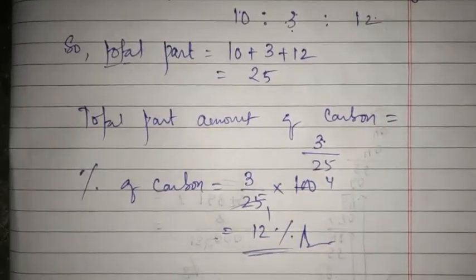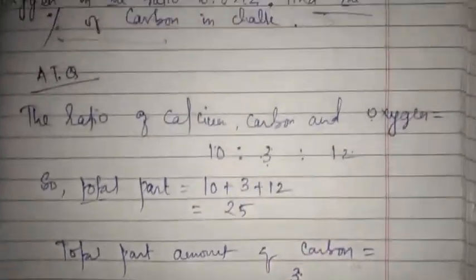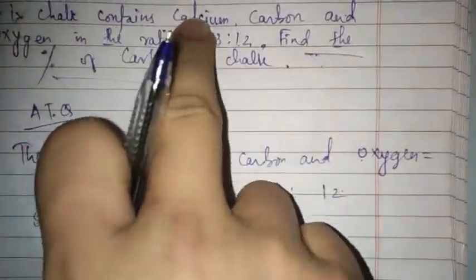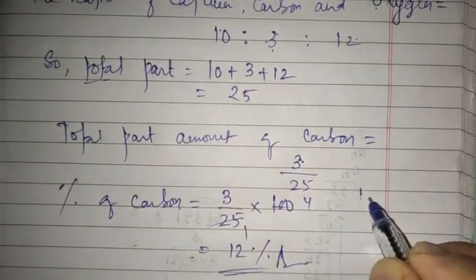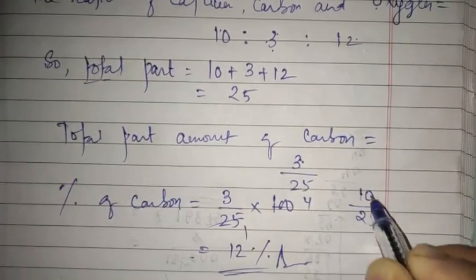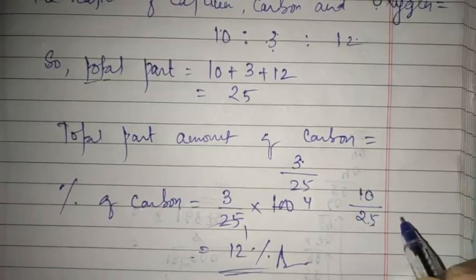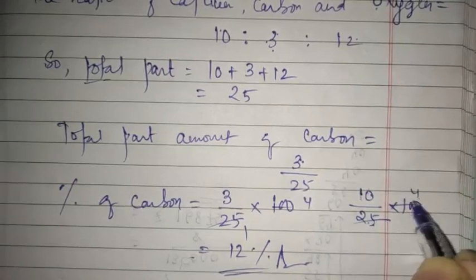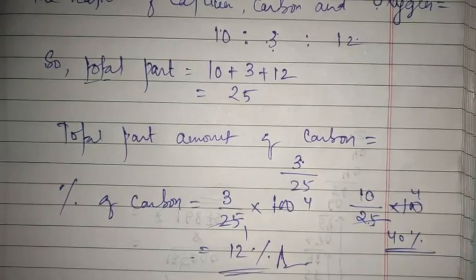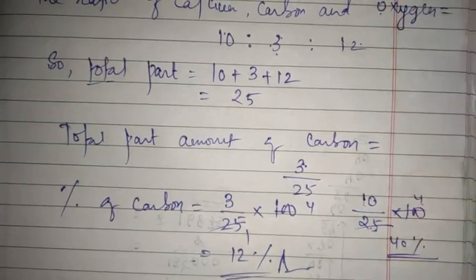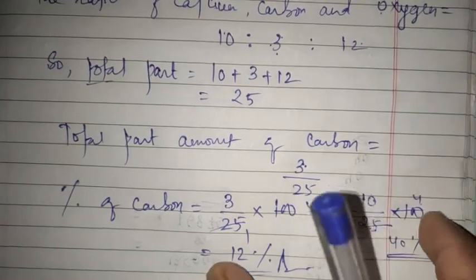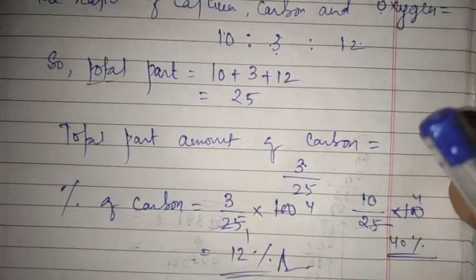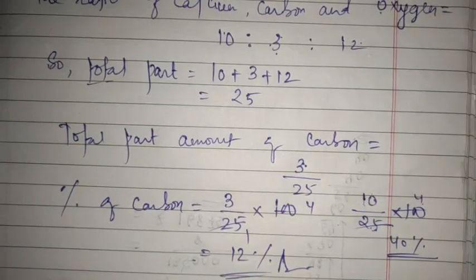Simple, right? If suppose there was a question to find the percentage of calcium, then what would you have done? Percentage of calcium is 10 by 25, out of 25, 10 parts is calcium, into 100. 25 fours are 100, 4 tens are 40%, that would be calcium. Similarly, if the question was to find the oxygen, remember students, you may get this type of question in your next upcoming examination. So this is a hint. You will use this hint and further work out the other questions also.